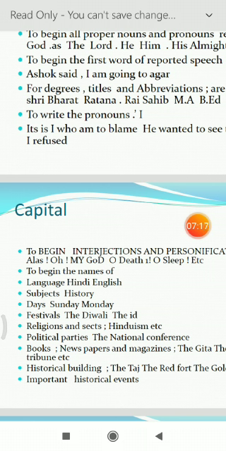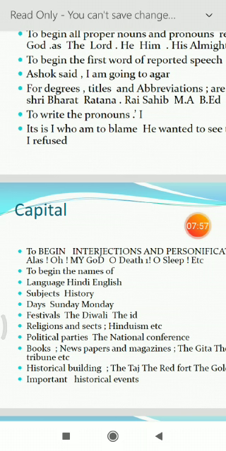Number two, subjects: History, English, Geography, Political Science, Mathematics, the first letter must be capital. Dear students, the names of months, for example March, April, May, June, must be capital. Then the days, Sunday, Monday, Tuesday, the first letter is capital. Festivals, Deepavali, Eid, etc. Religions and sects, Hinduism, Islam, Sikhism, and so on, the first letter must be capital.